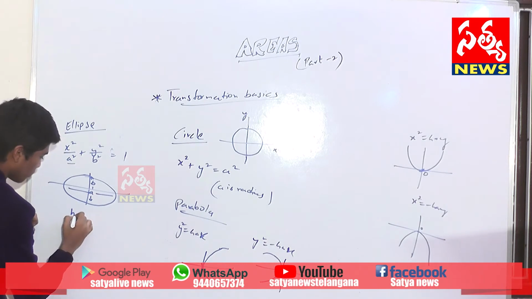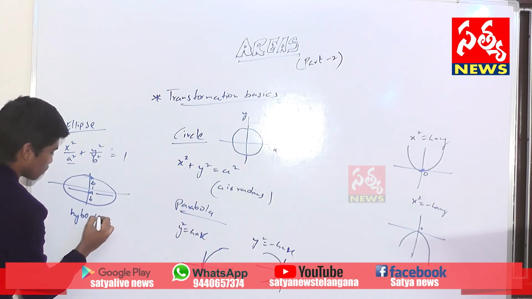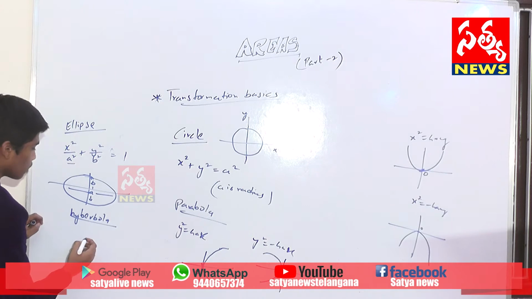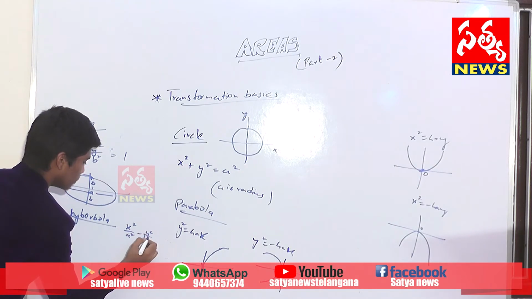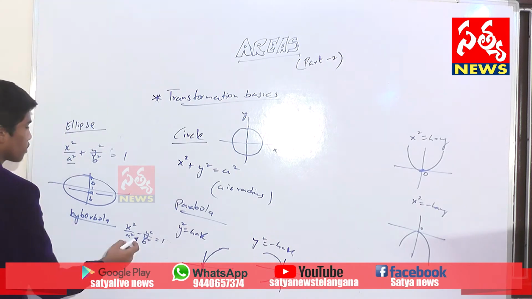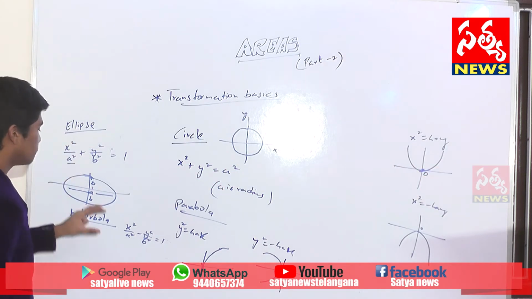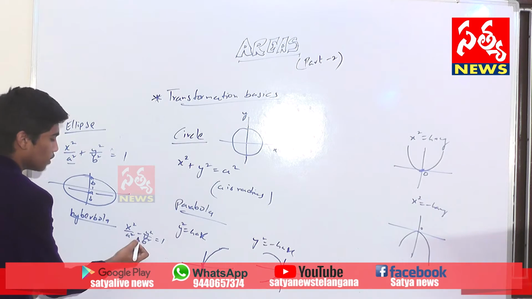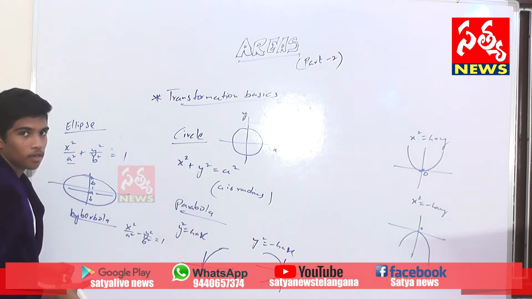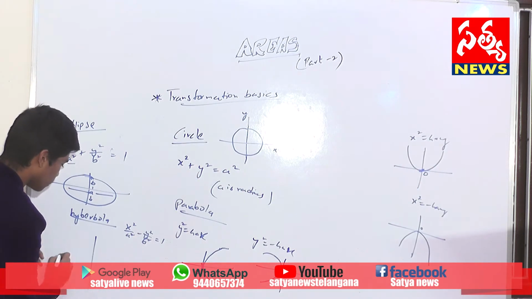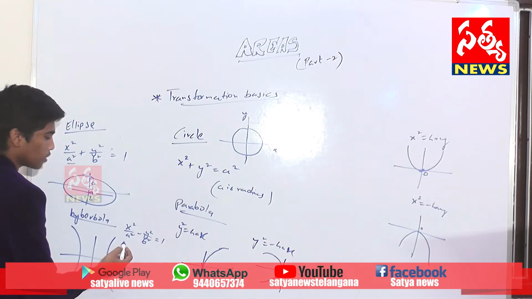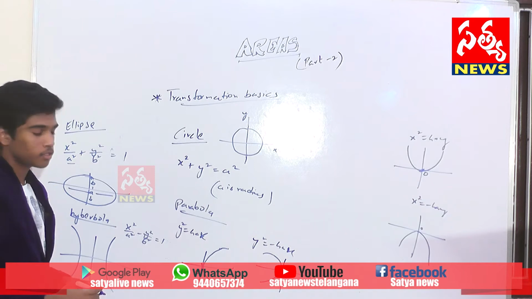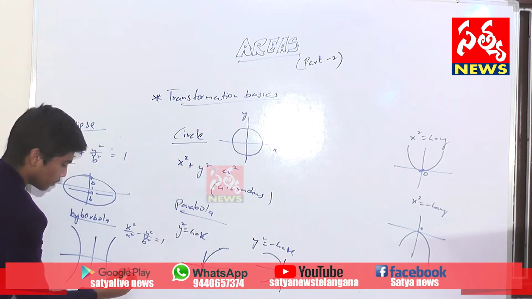And the last one is hyperbola. And the curve is x square by a square minus y square by b square equals to 1. There is a small difference between ellipse and hyperbola in the equation, where just plus and minus are there. And the curve is this, and same as here, a and b are major axis and minor axis respectively.